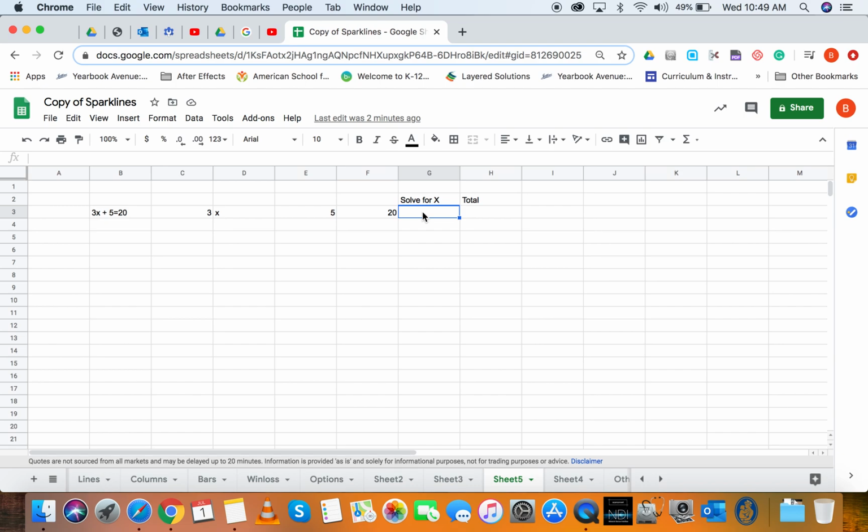So this is where our formula comes in here. So we're going to do exactly just that. So we're going to do the equal sign because it is a formula after all. So we're going to take F3, minus E3, and we can just select on it there, right? And then divide it by 3, which is column C3.